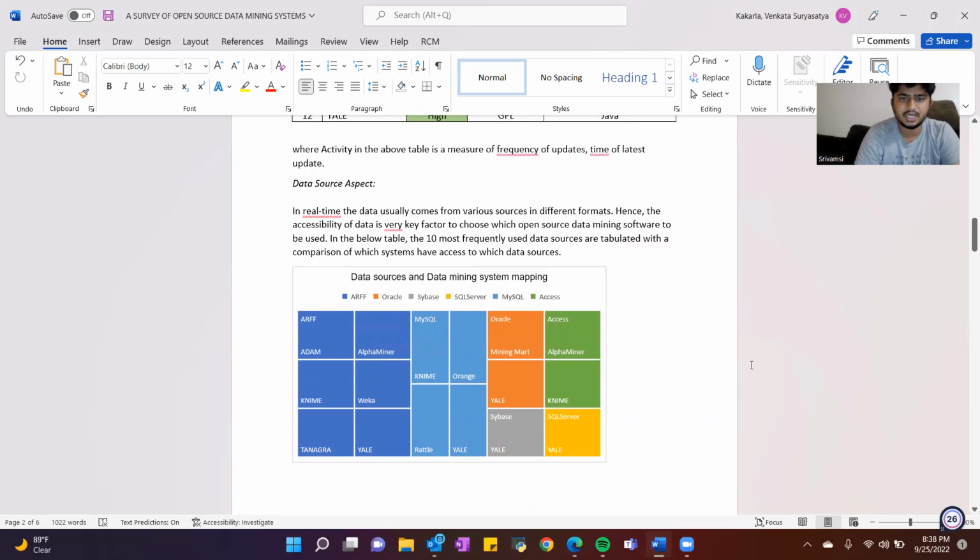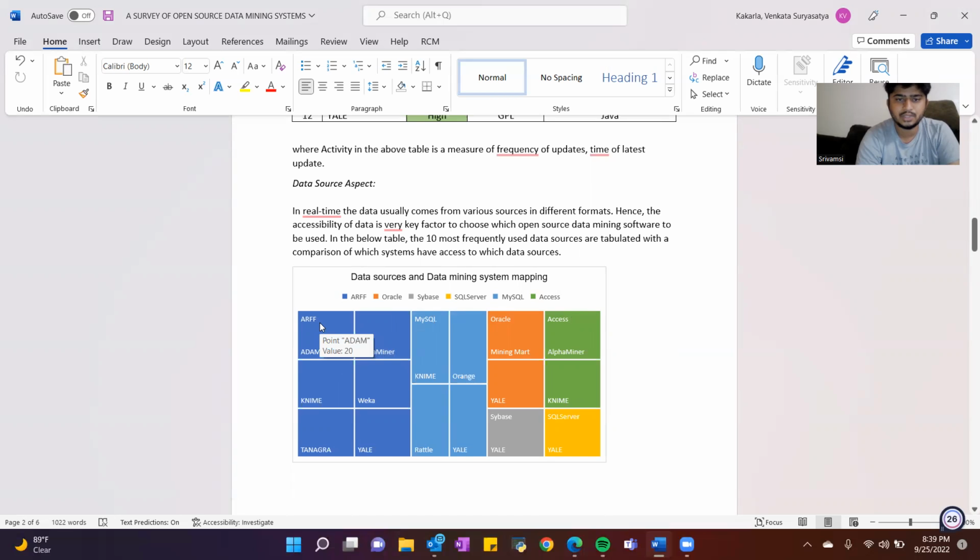In real time, the data usually comes from various sources in different formats. Hence, the accessibility of the data is a very key factor in choosing which open source data mining software to use. In the below table, the 10 most frequently used data sources are tabulated with a comparison of which system has access to which data source. We can see the data source and data mining system mapping, like ARFF, Oracle, Sybase, SQL Server, MySQL, and Access.